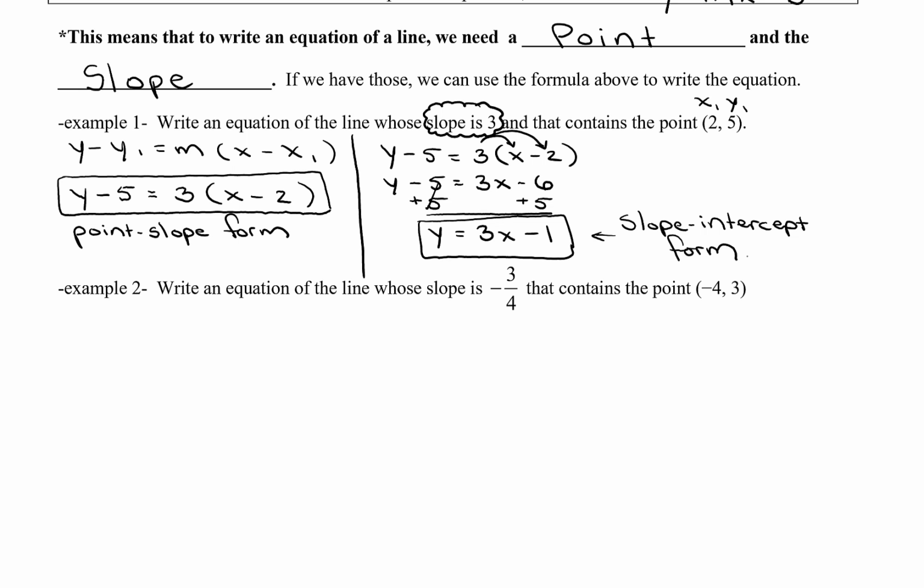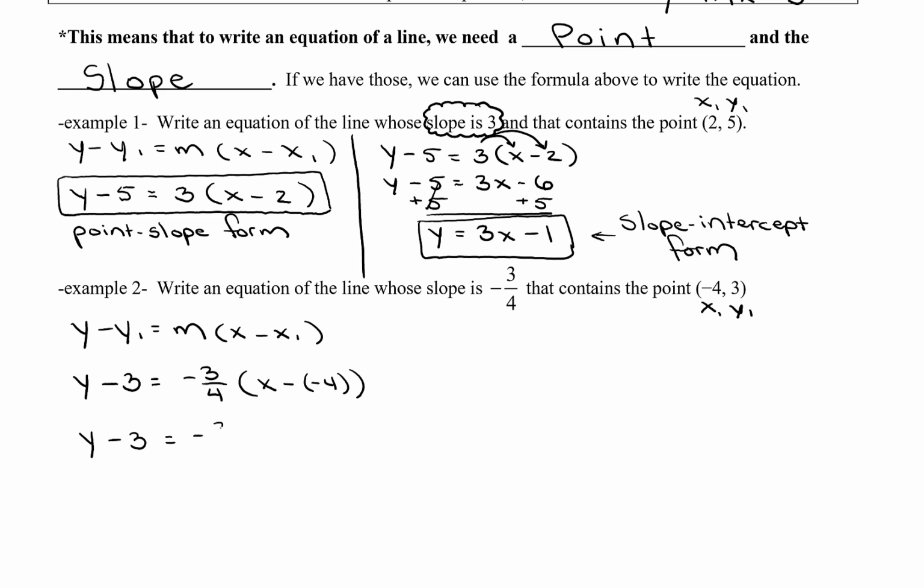Example 2. Write an equation of the line whose slope is negative 3/4 that contains the point negative 4, 3. I have labeled my ordered pair, the x-coordinate with x sub 1 and the y-coordinate with y sub 1. I have written down point slope form, which is y minus y sub 1 equals m times the quantity x minus x sub 1. Then we have y minus 3 equals negative 3/4 times the quantity x minus negative 4. I'm going to simplify that minus a negative into a plus. So it'll be y minus 3 equals negative 3/4 times the quantity x plus 4. And I'm going to box this answer in.